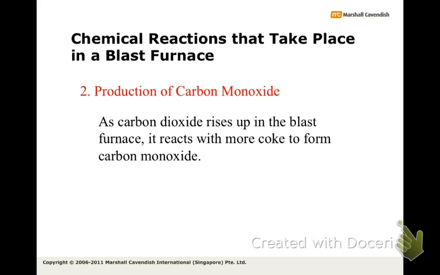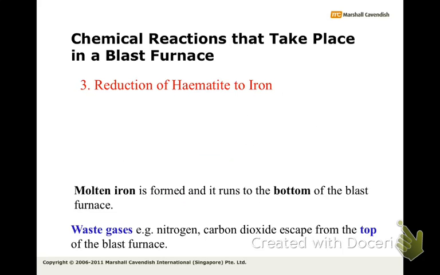As the carbon dioxide rises up in the blast furnace, it reacts with more coke. Remember, you are peppering your blast furnace with a lot of coke to get carbon monoxide. So C plus CO2 gives 2CO. From there you already have your carbon monoxide, so you're good to go. You can reduce your hematite to form iron.